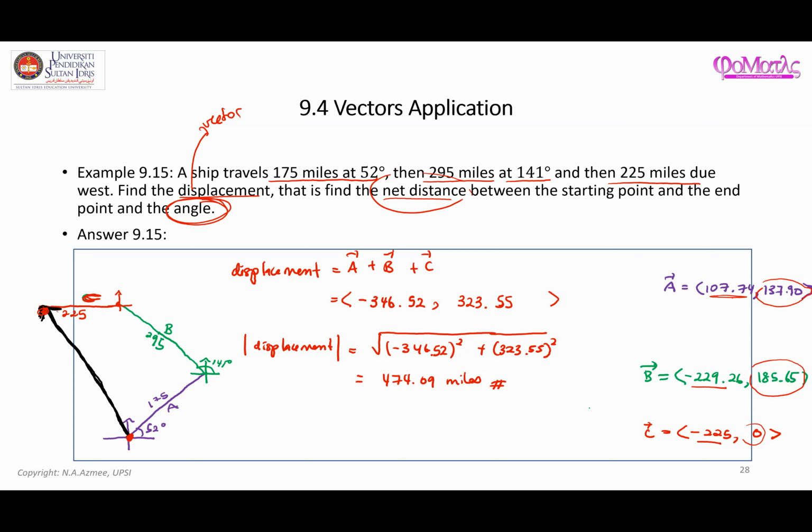Okay, so next we are going to find the angle. The angle also tells the direction, exactly what the direction of this vector is. So now the angle can be obtained by considering this. This is the x component, this is the y component. Basically this is the displacement vector, and the x component here is negative 346.52. You don't need to write down the negative sign, since negative is just for direction. So now this is 346.52.